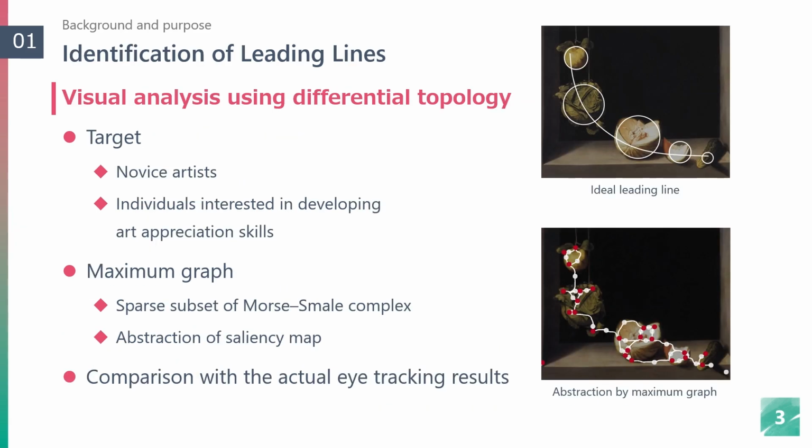Therefore, in our study, we present an approach to approximating the identification of leading lines computationally from an input image by abstracting the gradient field of a saliency map based on discrete Morse theory, and make the system accessible to novice artists and to people who are interested in developing their art appreciation skills. And finally, we compared the output results of our approach with the eye-tracking results of average observers.